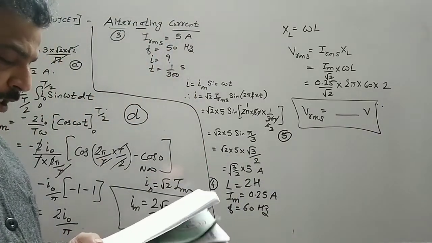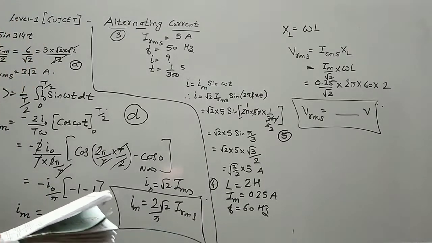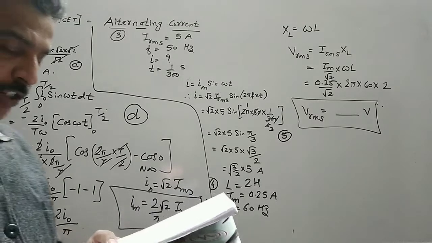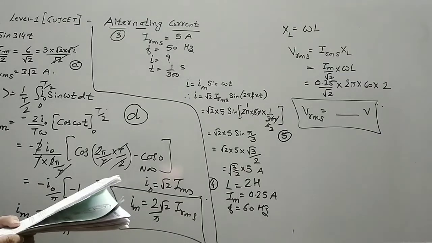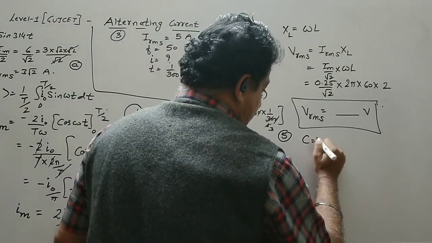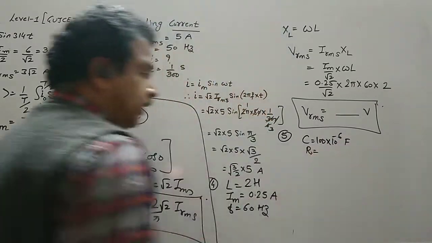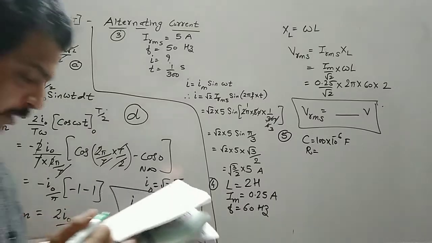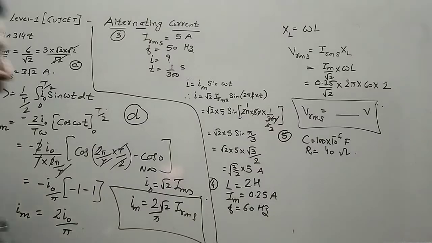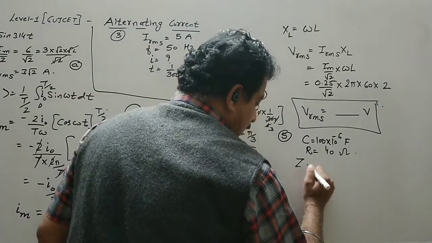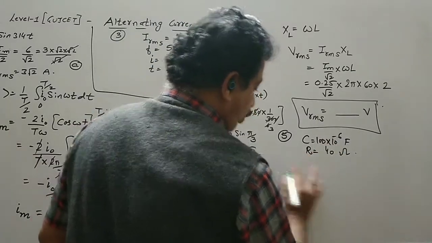Question number 5. A 100 microfarad capacitor in series with 40 ohm resistance is connected to 110 volt 60 hertz supply. So we have a RC circuit here. The capacitance given is 100 microfarad, so 100 into 10 raised to minus 6 farad. The resistance given is 40 ohms. So clearly we have a RC circuit. So first we find out the impedance. Impedance should be equal to under root R square plus XC square. So we need to find out XC.